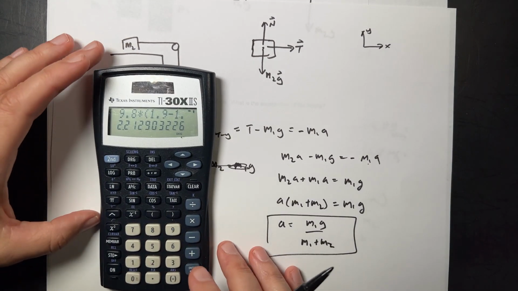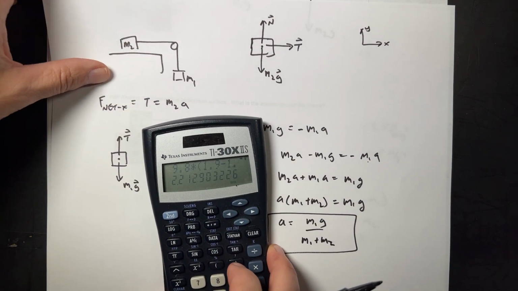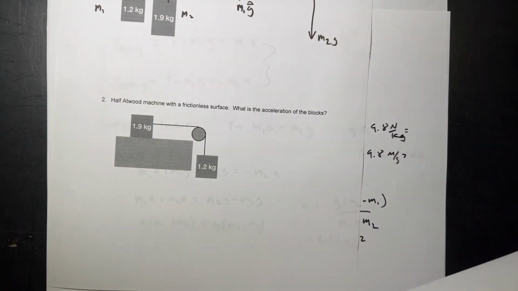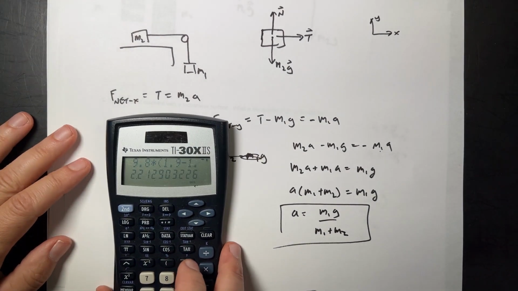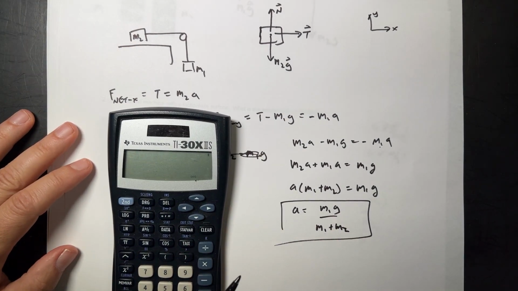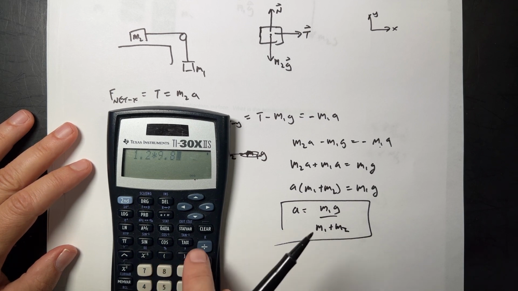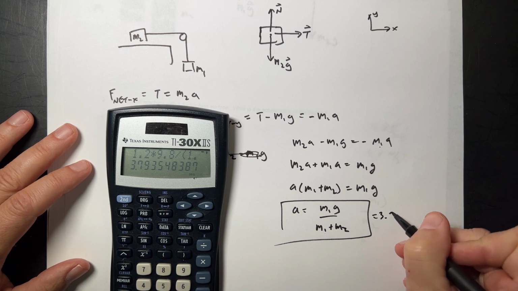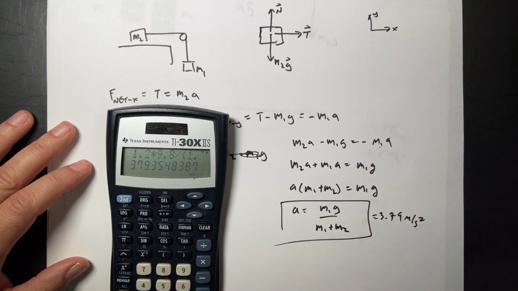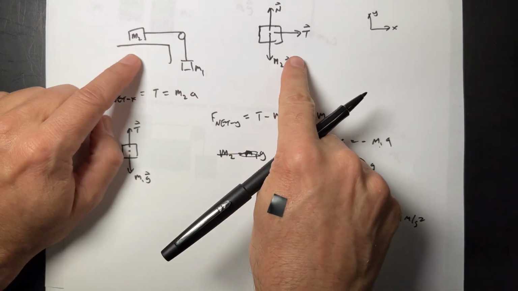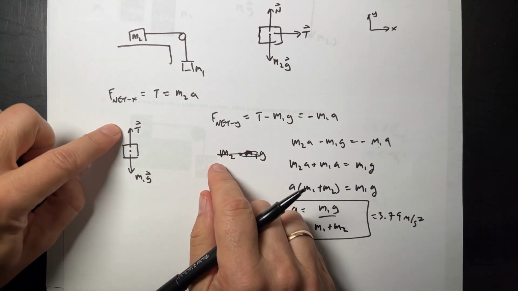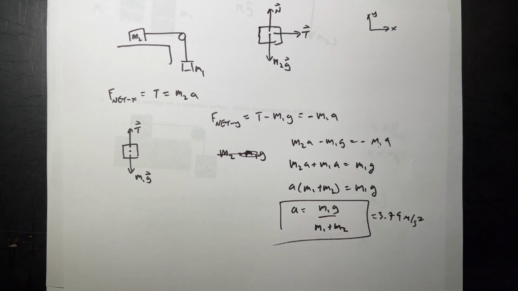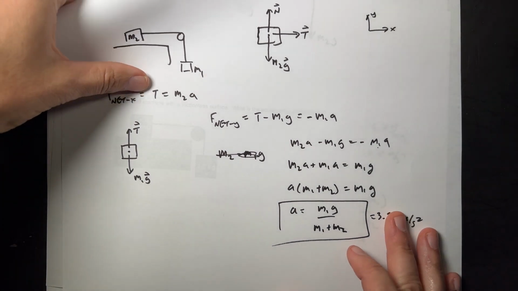Let's put in our numbers. So I had m1 was 1.2. Okay, the smaller mass. So 1.2 times 9.8 divided by parentheses 1.2 plus 1.9 close parentheses, and I get 3.79 meters per second squared. And I've already taken into account the direction when I set up the problem. I already said that one's accelerating that way and that one's accelerating that way. So that's just the magnitude. There you go. That one's actually easier than the real Atwood machine.